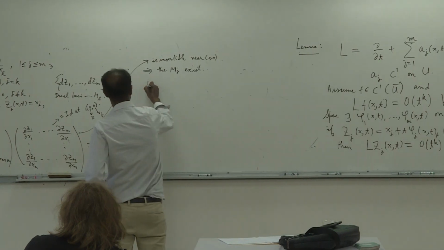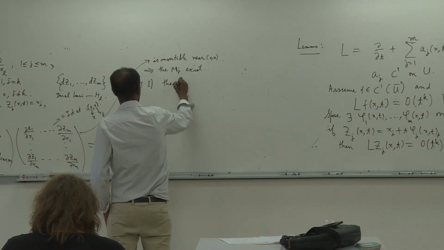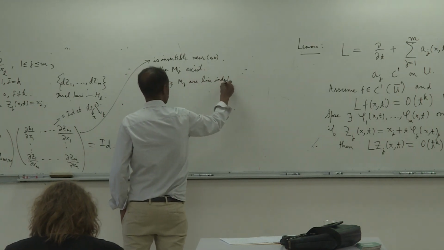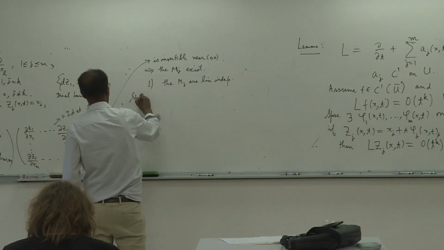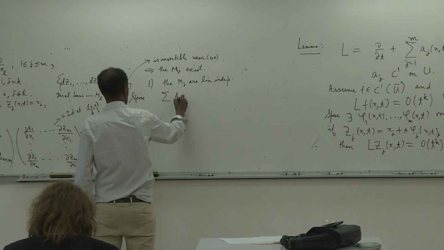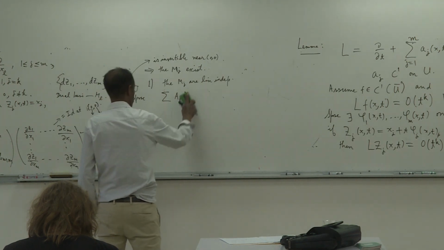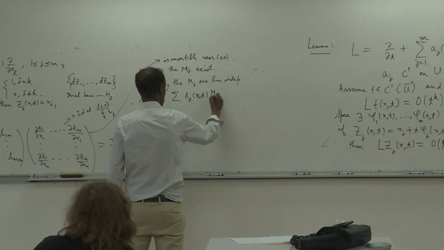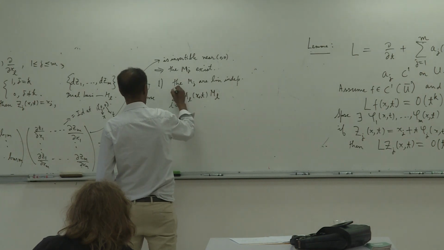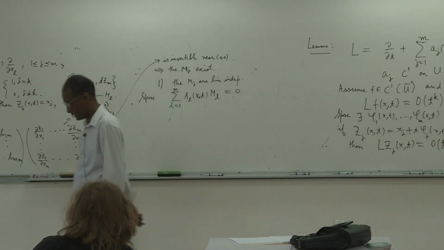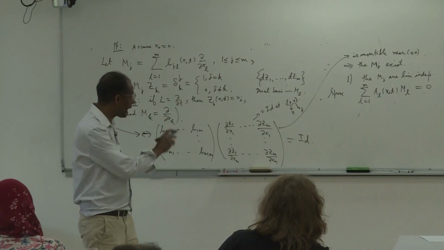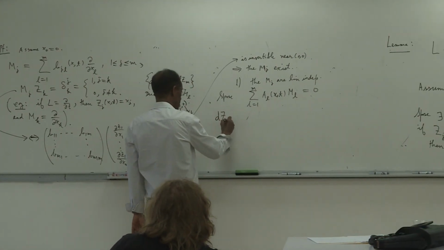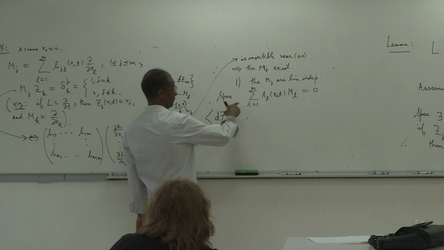First of all, I claim that the mj are linearly independent at each point. So suppose you have a sum of al ml, where the al are functions al of x, t, equal to 0. I want to prove that the al are 0. This is a vector field, so apply the form, say dzk, to this vector field.